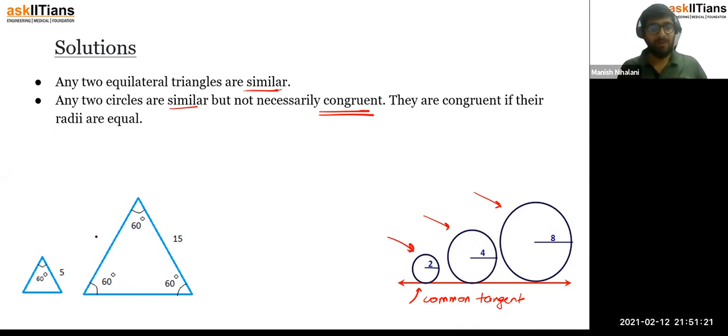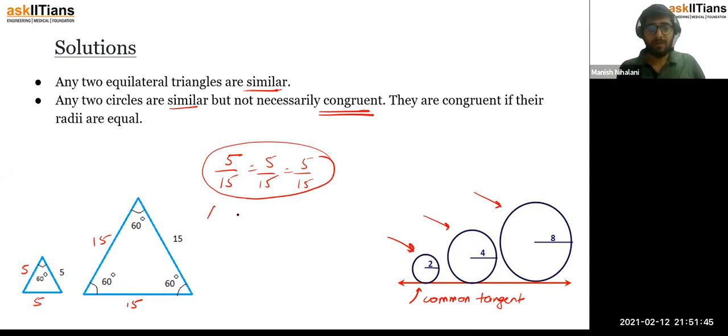Similarly, when you talk about equilateral triangles, if you know just one side of an equilateral triangle, you can say all other sides would be the same. So here one side was 5, other sides were also 5. One side is 15, other sides will also be 15. So the sides will always be in proportion: 5 by 15 equals 5 by 15 equals 5 by 15. And also all angles will be equal, right? So therefore any two equilateral triangles are similar. This is a very important result. Any two equilateral triangles are similar, right?